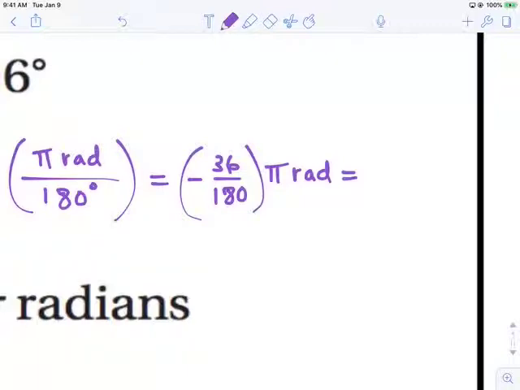36 over 180, anybody get that as a reduced fraction? Yep. What's that? It's basically just 1/5?